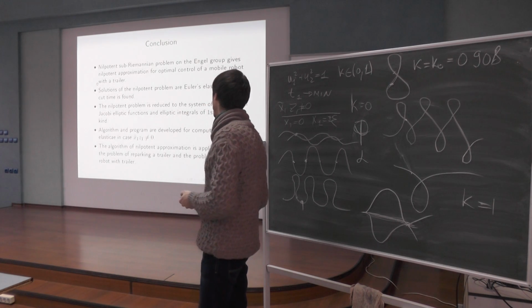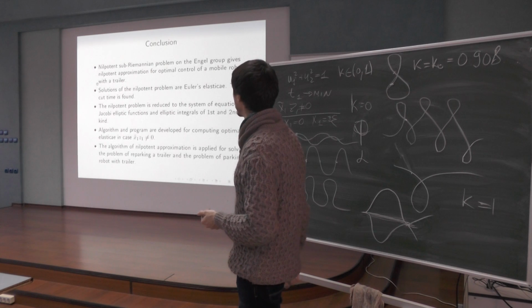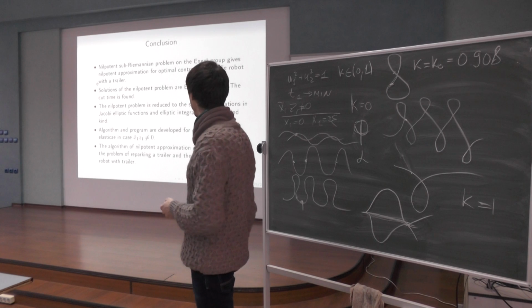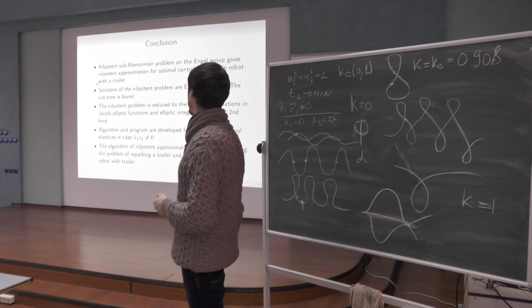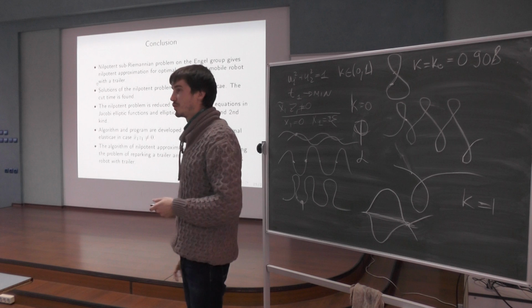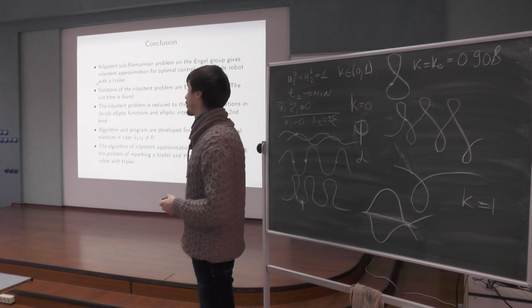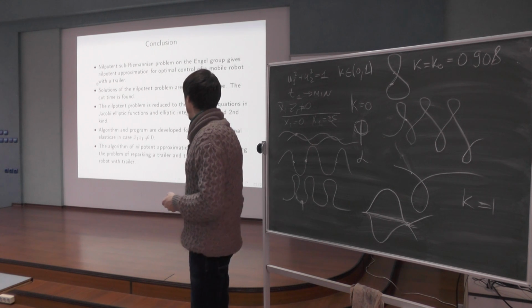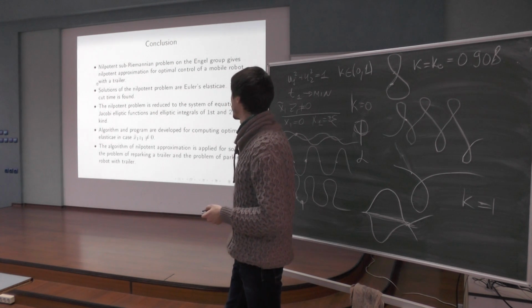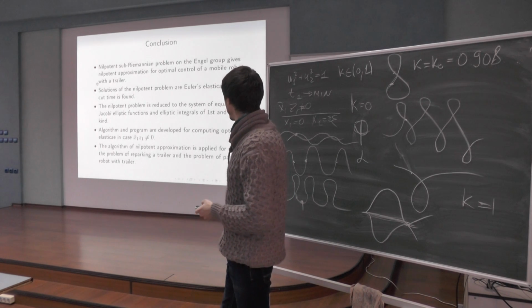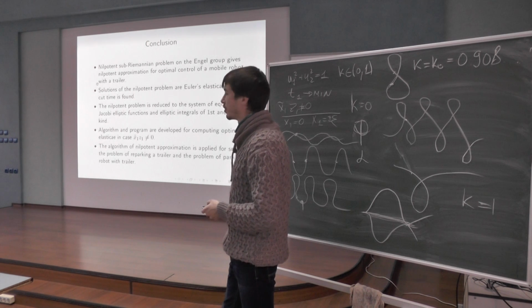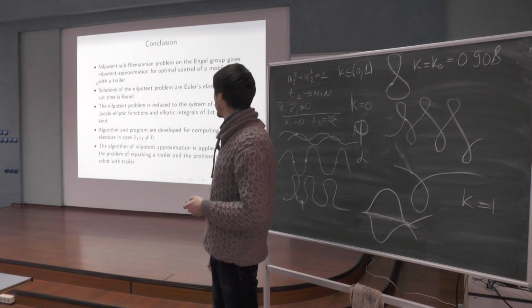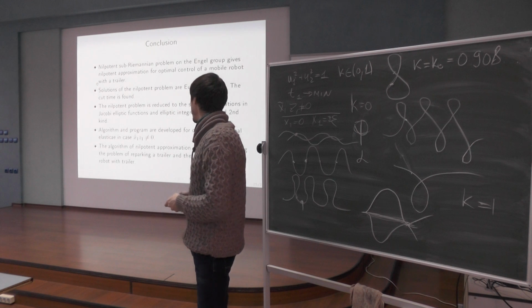So we considered the parking problem for a mobile robot with a trailer, and it appears that the sub-Riemannian problem on the angle group gives us a nilpotent approximation for this problem. And optimal solutions for the nilpotent problem are area elastica. We obtained the cut time along the pitch of the extremal trajectory.